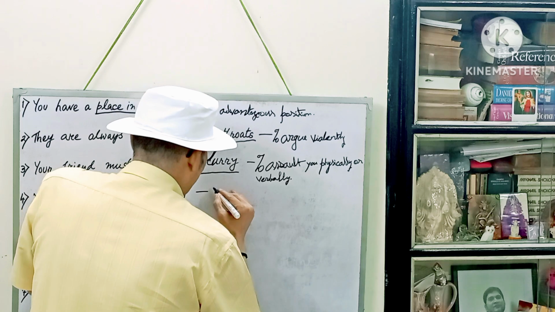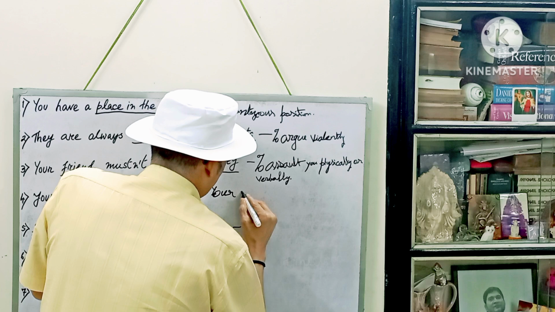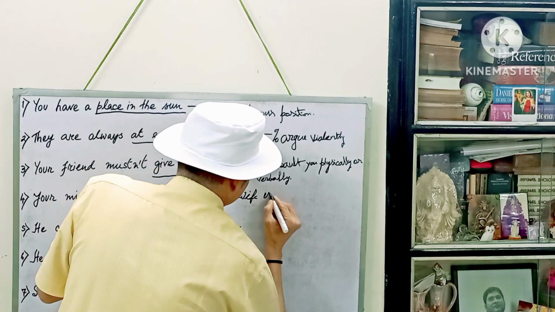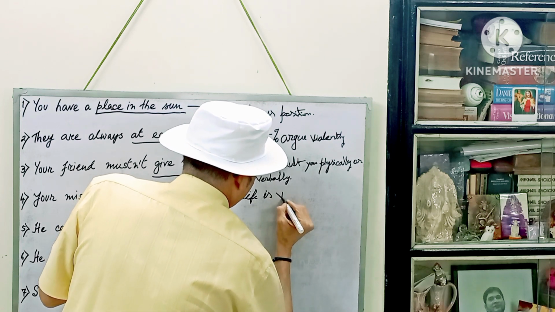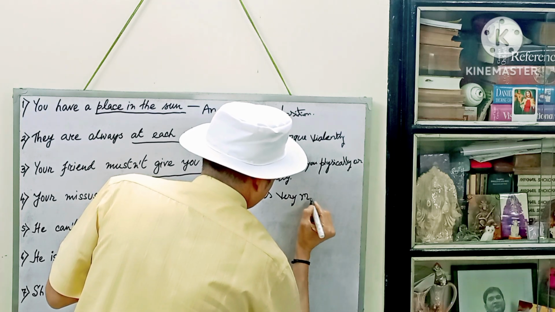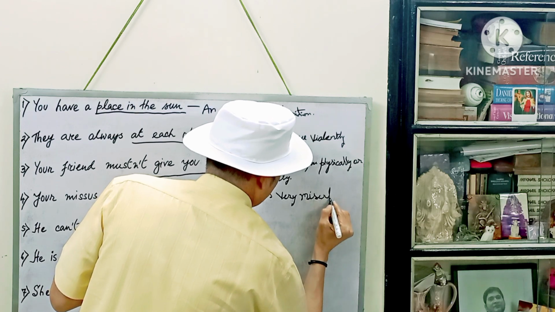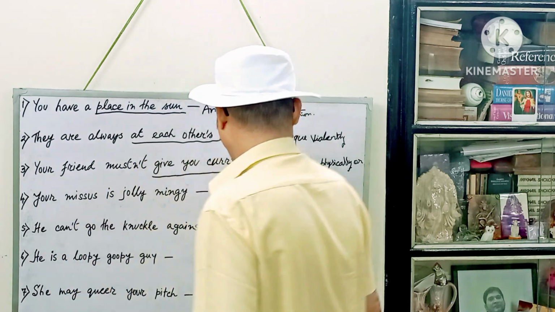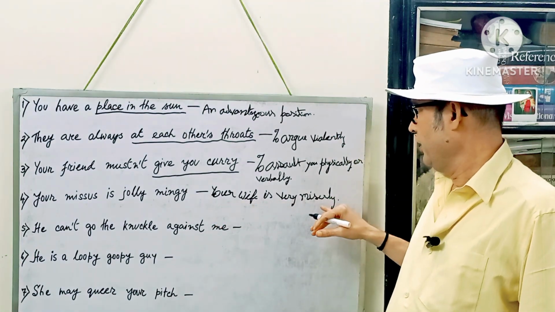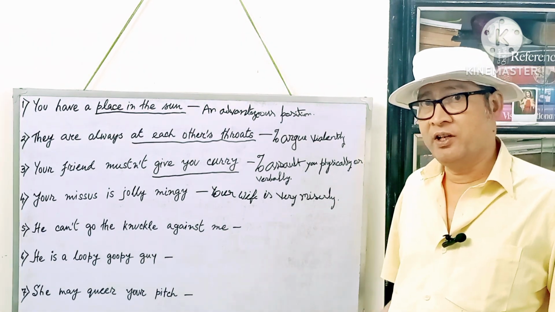Your missus means your wife, is jolly, I have told you, means very, very miserly. Your missus is jolly mingy simply means your wife is very miserly. She doesn't want to spend money, even when it is necessary.